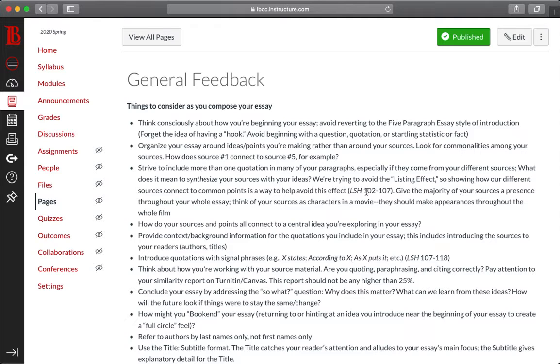Now you can take a look at the Little Seagull Handbook, pages 102 through 107. The writers talk about this idea of synthesis, synthesizing sources together. So it's a good idea to check that out.